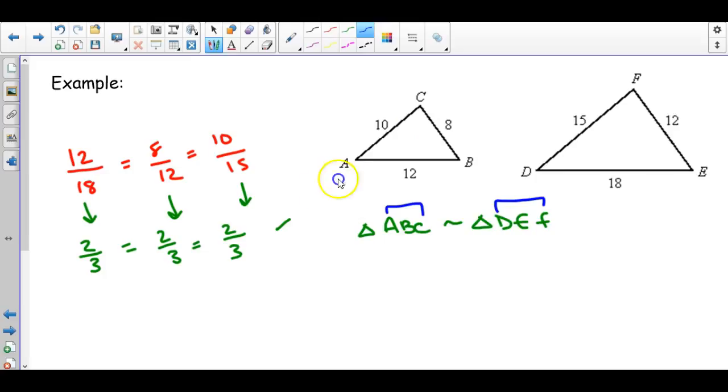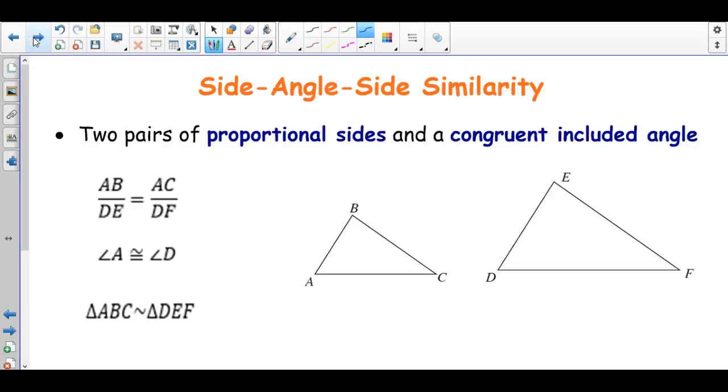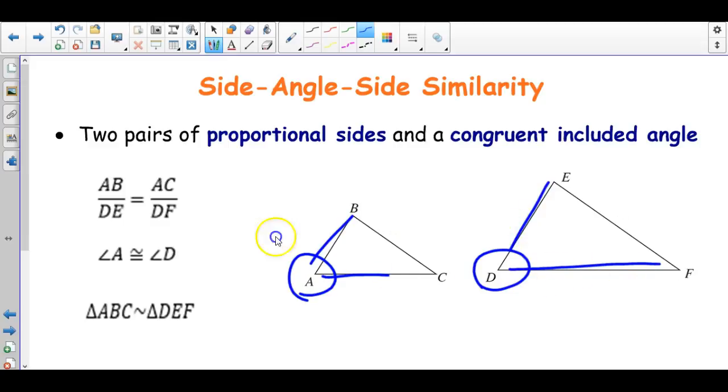What I also like about this similarity is there's no angle measurement necessary. You're only proving the triangles are similar using proportional sides. With side-angle-side similarity, we look at the ratio of AB and DE and the ratio of AC and DF. If those are proportional, great, that's part of it, but we also need angle A to be congruent to angle D. That is the angle included between those two pairs of sides.